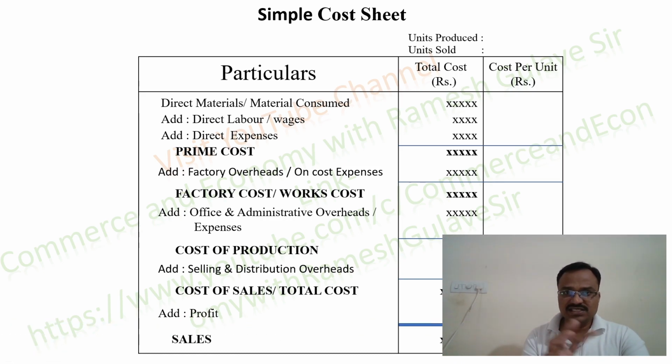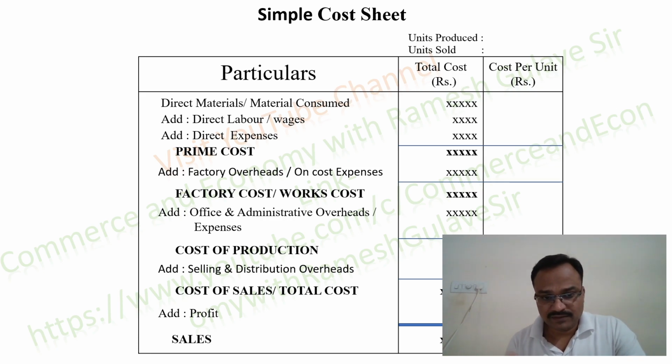So see friends, this is the format of a simple cost sheet where you can understand the various elements of cost. As we discussed, direct material, direct labor and direct expenses, or the material, labor and expenses, these three are the elements of cost, right? And when we add direct material, direct labor, direct expenses, we get prime cost, right?